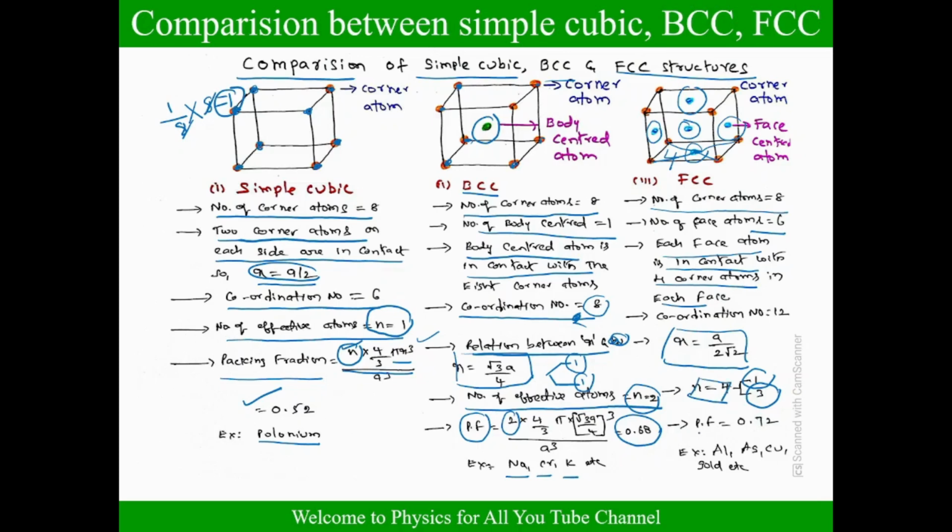Now we have to calculate the packing fraction. As discussed earlier, packing fraction is defined as the ratio of the volume of all atoms in a unit cell to the total volume of the unit cell. By substituting n equal to 4 and r equal to a divided by 2 root 2 in the equation of packing fraction, we get the packing fraction equal to 0.72. Examples for the FCC structure are aluminum, silver, copper and gold.